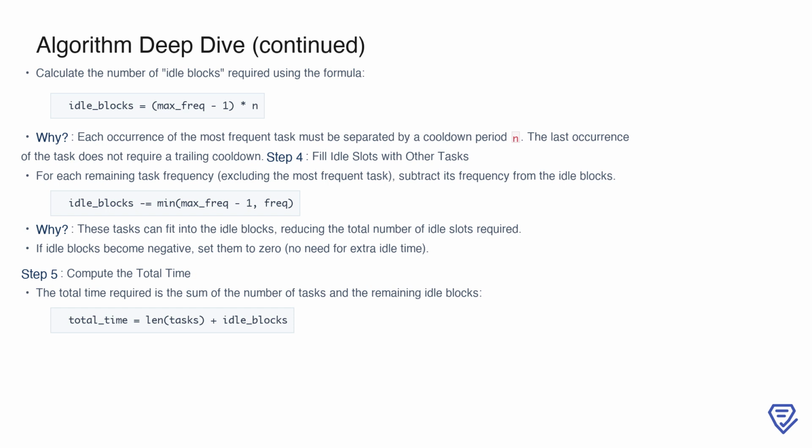Finally, the total time required is calculated as the sum of the number of tasks and any remaining idle blocks, using the formula total_time = len(tasks) + idle_blocks. This gives us the minimum time needed to schedule the tasks while respecting the cooldown constraints.